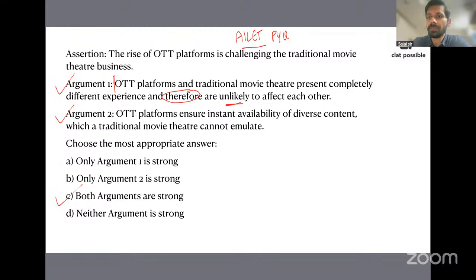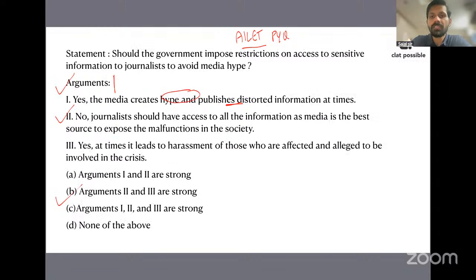Okay. Moving on to the next one. Let's do this one. Again, it is an AILET PYQ.